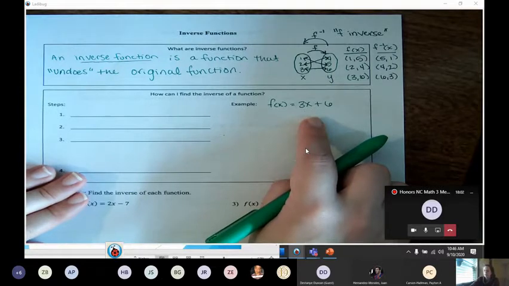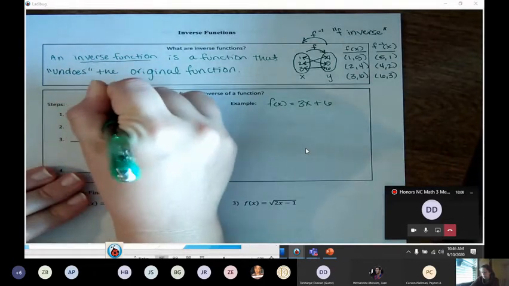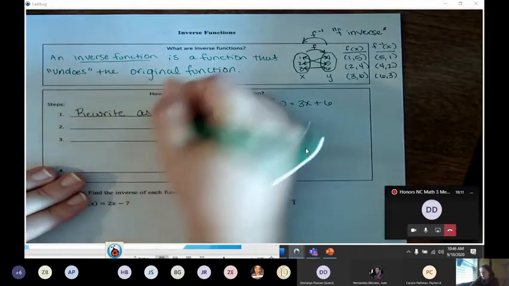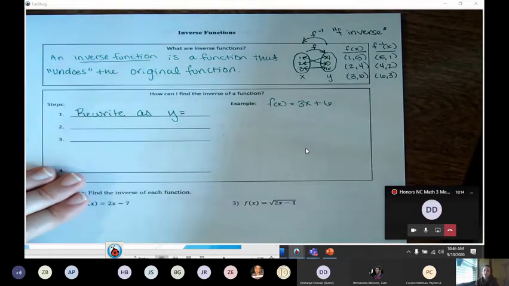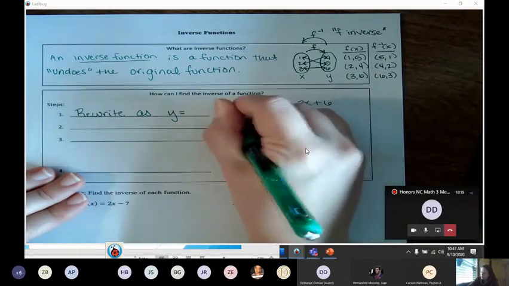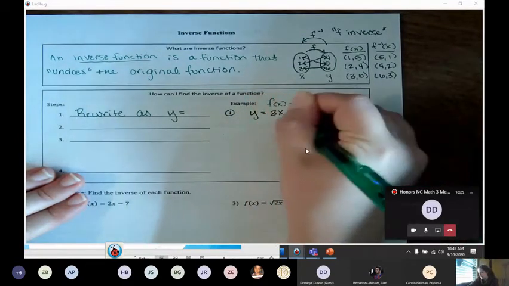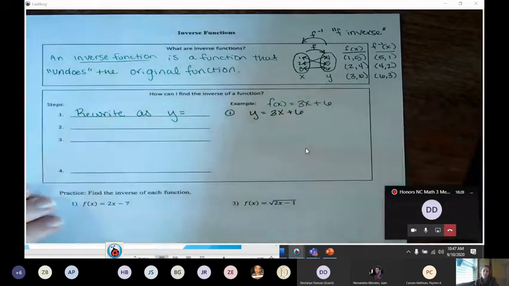All right, so step 1 is to rewrite as y equals. So instead of this f of x, I want to rewrite with y equals 3x plus 6. Okay, what questions do you guys have about that first step? Okay, if there are no questions, we'll move on to the second step.